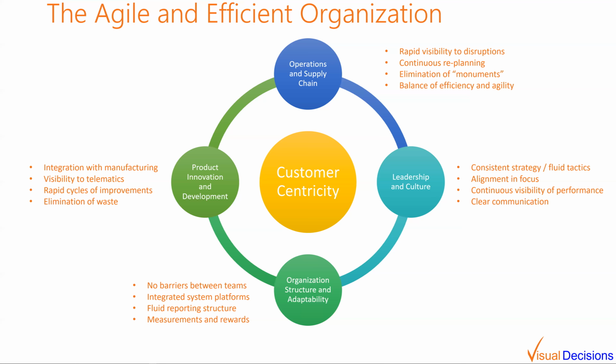And then integrated systems platforms so that we can communicate much more effectively between the different groups and so forth. Having some fluidity to the reporting structure and being able to create tiger teams and so forth within the business to handle situations as they arise. And then that alignment of measurement and rewards so that, as people are getting pulled in these different directions, how do we measure how much they're contributing to the business and reward them for those contributions?